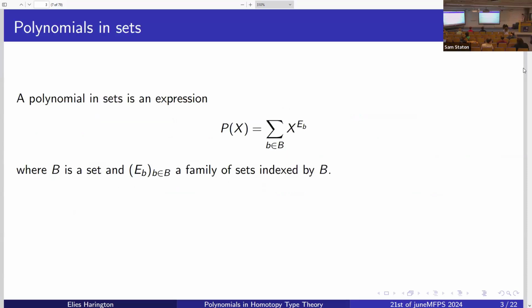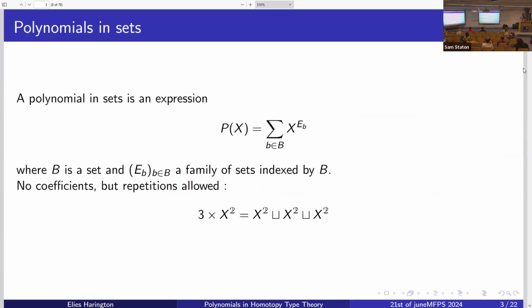So what are polynomials in sets? A polynomial is an expression of this form. Here I haven't written any coefficients, but you can always represent at least natural number coefficients just by repeating sums of the same monomial. And here everything is a set. So I'm summing, of course, over a set B, and I'm taking a variable x to the power of a family of sets A_b. Since we have sets everywhere instead of numbers, this is a kind of categorification of ordinary polynomials.